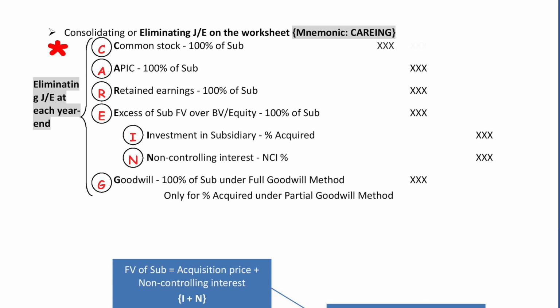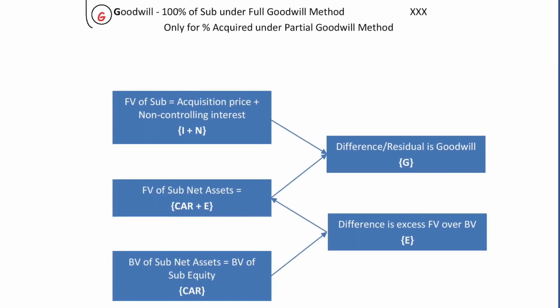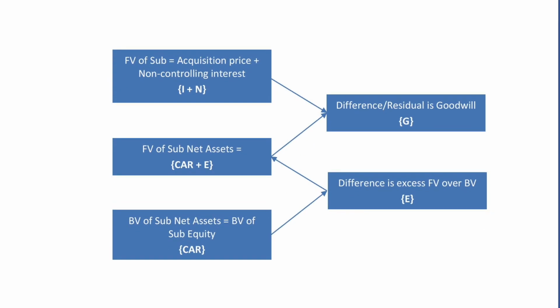Moving down on page 6, you got this lovely chart which helps you understand this eliminating journal entry, CAREING, and makes sure that you've got your numbers right on the exams. So where you have book value of the sub net assets or the book value of the sub's equity, right? C plus A plus R. So that's a common stock, APIC, and retained earnings of the subsidiary. And then you're looking at the excess fair value over book value, right? E. And that gives you the fair value of the sub net assets, right? C plus A plus R plus E.